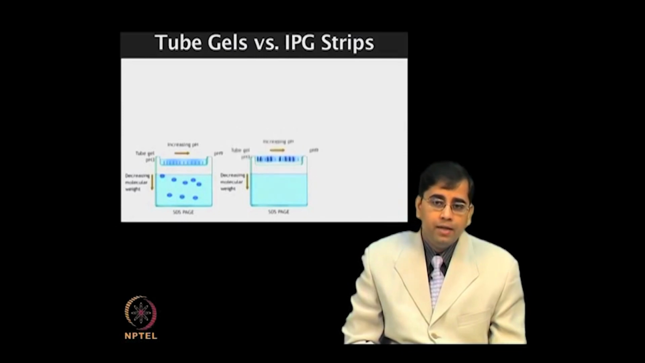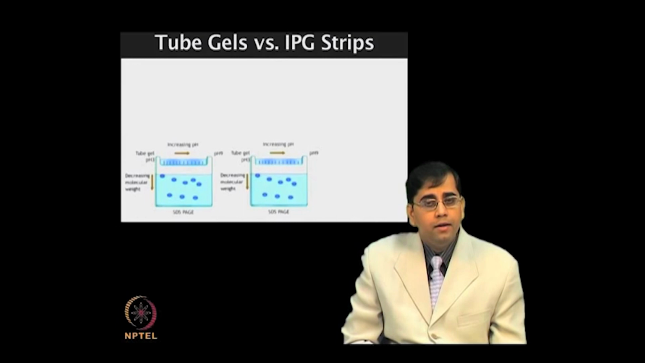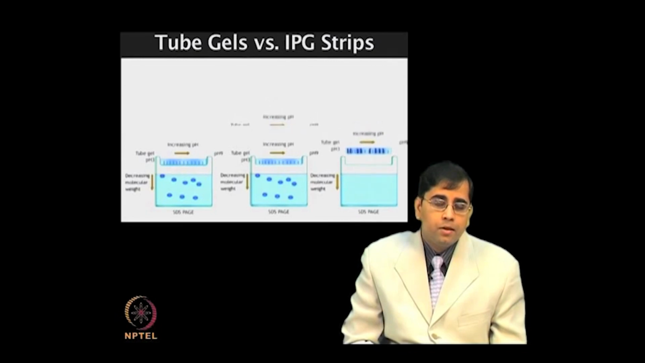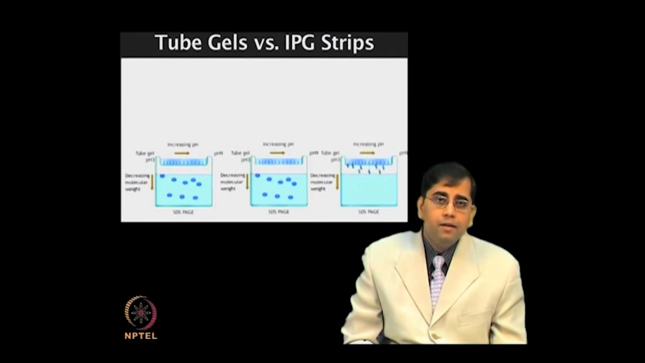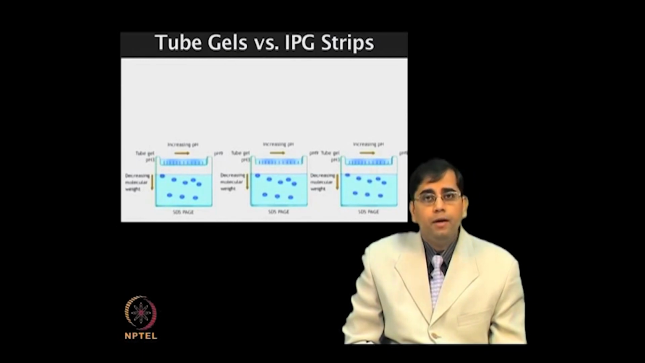Minimal gel to gel variation was observed when samples were run by two-dimensional electrophoresis employing IPG strips, which made this technique suitable for large scale proteomic applications.